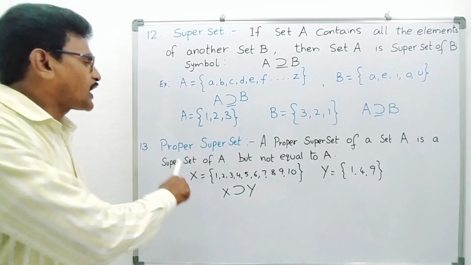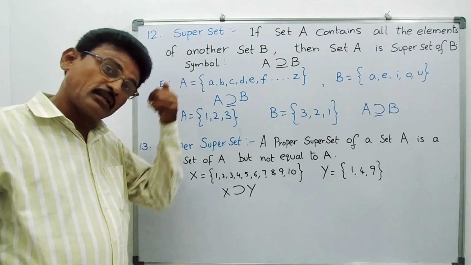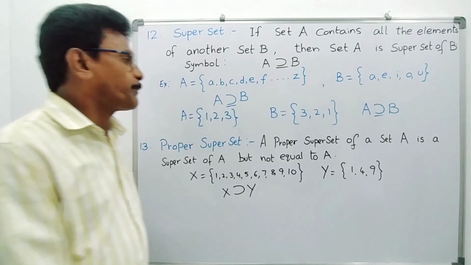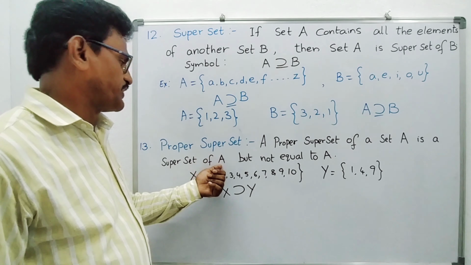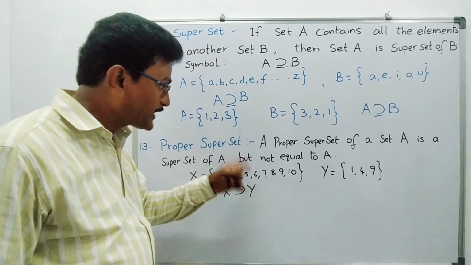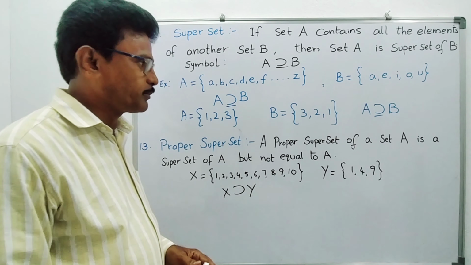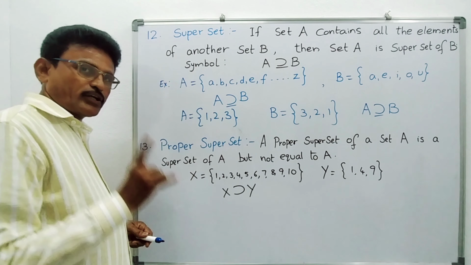Now see, proper superset. Like the proper subset, here also a proper superset of set A is a superset of A, same superset of A, but not equal to A. It means we have to reduce one set.